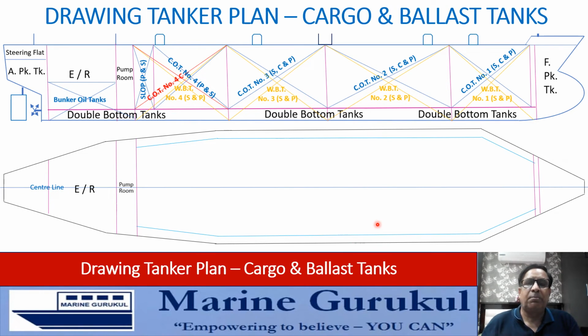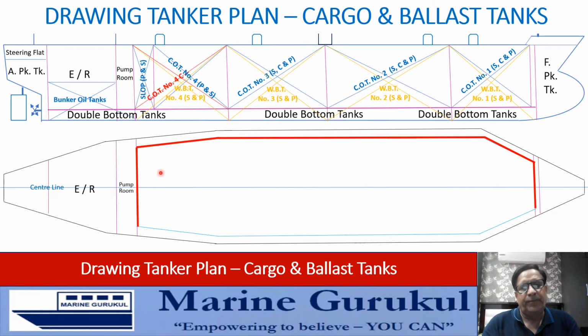So now let's mark out the outer boundaries of the cargo space. It starts from here, contained by the inner side on the port side, bound by the forward bulkhead of the pump room here, and then bound by the inner side on the starboard side. What has been marked in red is basically the boundary of the cargo space.